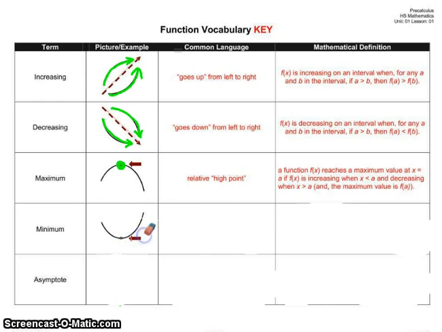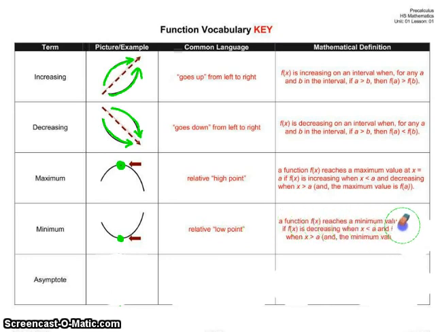Minimum, similar to maximum, except that we have a valley, and that point right there that I just marked is at the bottom of the valley. The common language is a relative low point, and the mathematical definition is a function f of x reaches a minimum value at x equals a if f of x is decreasing when x is less than a and increasing when x is greater than a, and the minimum value is f of a.